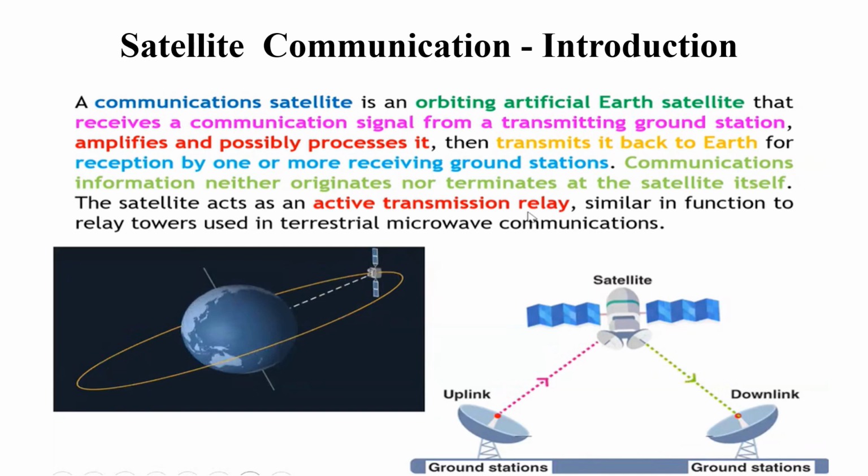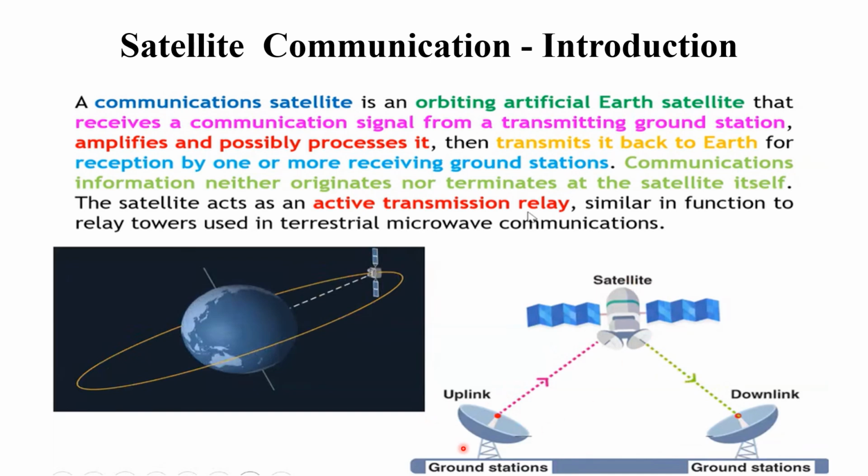So, coming to the introduction about satellite communication, a communication satellite is an orbiting artificial Earth satellite that receives a communication signal from a transmitting ground station, amplifies and possibly processes it, then transmits it back to Earth for reception by one or more receiving ground stations. Communications information neither originates nor terminates at the satellite itself. The satellite acts as an active transmission relay, similar in function to relay towers used in terrestrial microwave communications.